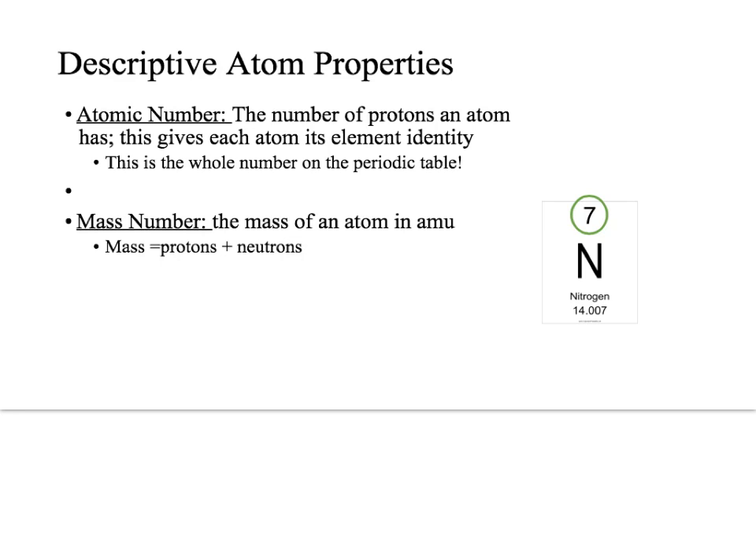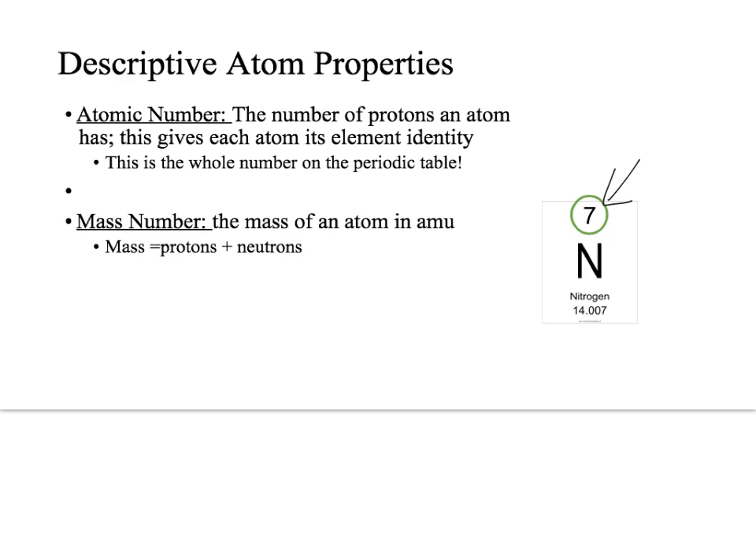Okay, so there are a couple of properties that are important when we're talking about a specific atom. For this whole part of the unit, for the most part, we are talking about a specific atom. The first of those is the atomic number. This is the whole number on the periodic table that we can see circled here. For example, nitrogen is number 7, so its atomic number is 7. This is the number of protons in that atom.